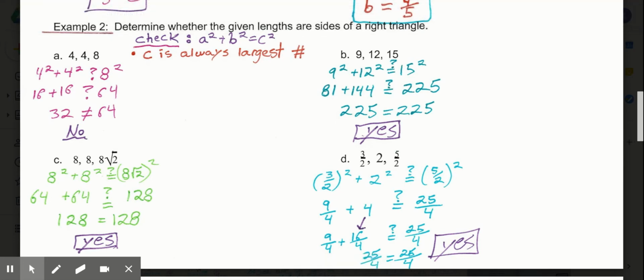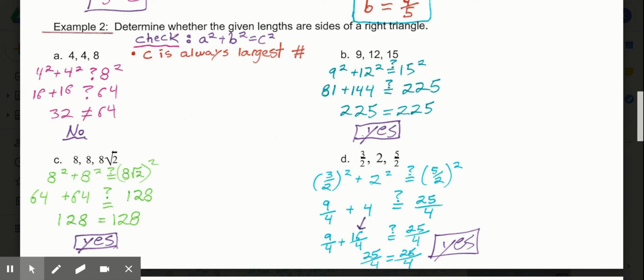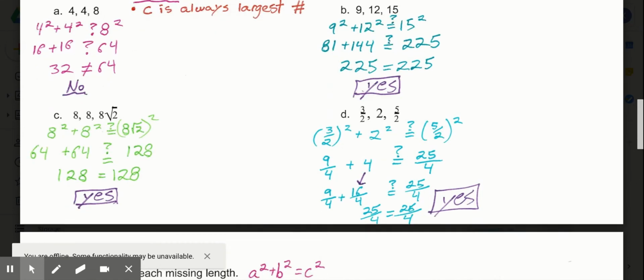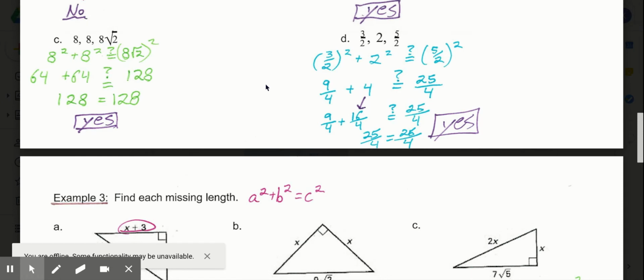In B, 9, 12, and 15, so 15 is C. So 9 squared plus 12 squared, checking if that equals 15 squared. 225 equals 225, so yes, it is a right triangle. Set it up in C and D, a squared plus b squared, check if it equals c squared.